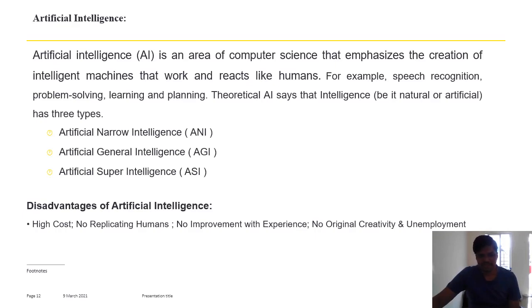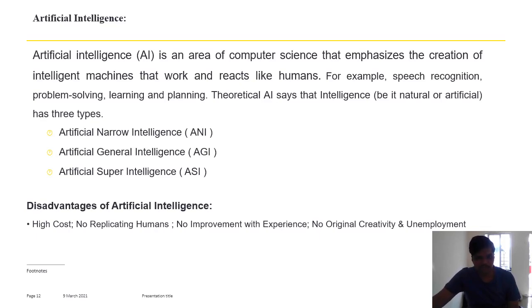Now the next slide is artificial intelligence, the third most important part of the elements of a smart manufacturing setup. Artificial intelligence is an area of computer science that emphasizes the creation of intelligent machines that can work and react like humans. For example, speech recognition, problem solving, learning and planning, etc. Theoretical artificial intelligence says that intelligence, be it natural or artificial, has three types. Artificial narrow intelligence, named ANI. Then comes AGI, that stands for Artificial General Intelligence, and then the last one is ASI, that is Artificial Super Intelligence. So depending on what kind of domain you are applying, you can select either of the intelligences and put that into your conventional setup so as to convert your conventional factory into a smart factory.